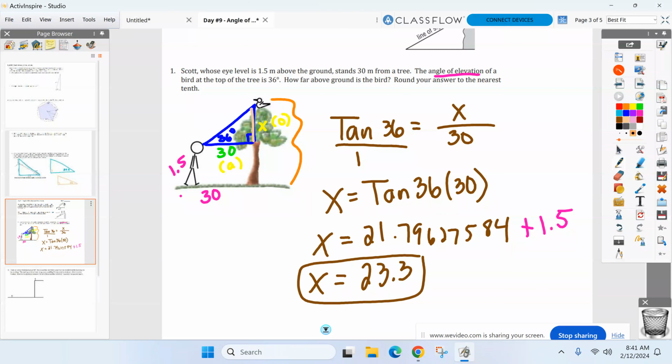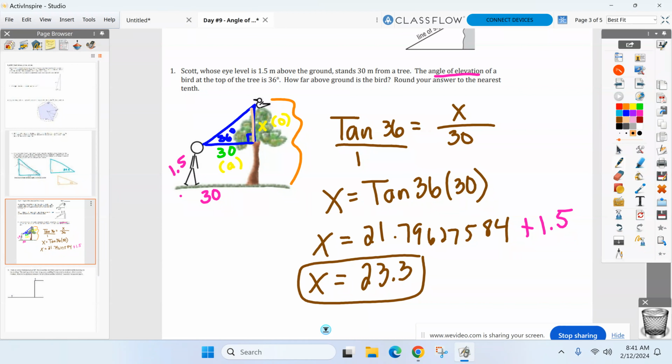Go ahead, Lily. What's up? So I just have a question. If we said x equals 23.3, isn't x the opposite side? So if we're answering the question, would we? Yeah, I get you. Maybe we should have called it y or something, a different variable. Okay, yeah, don't worry about that stuff. I probably should have called it y. Other questions? Okay, let's reverse the roles.